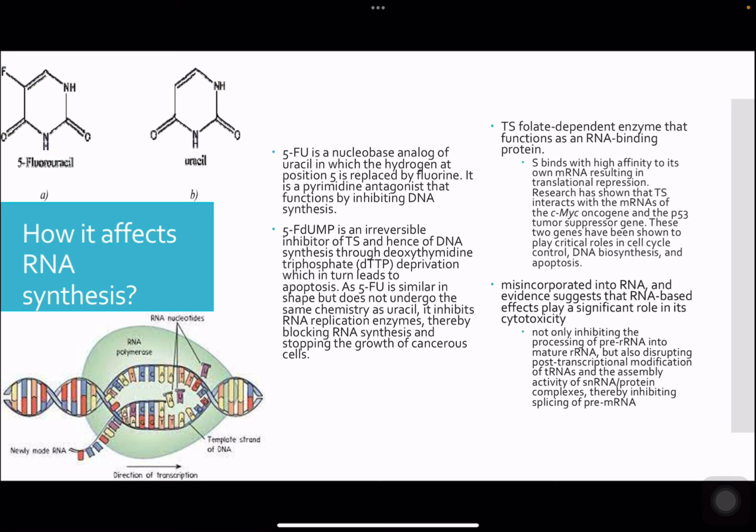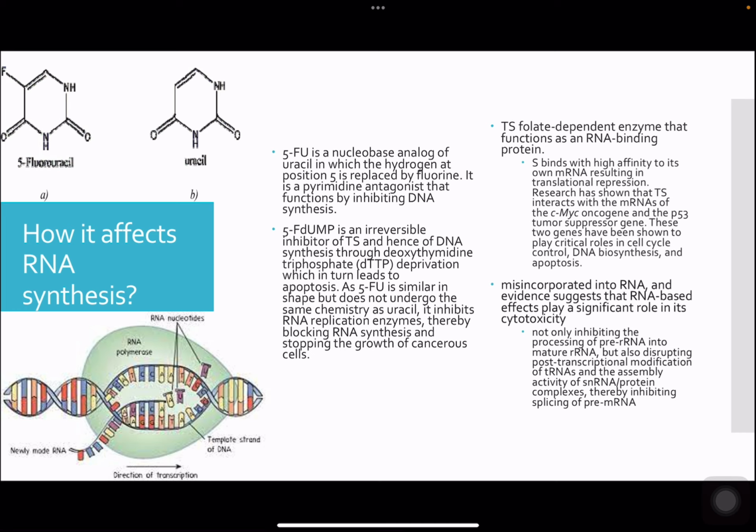As 5-FU is similar in shape but does not undergo the same chemistry as uracil, it inhibits RNA replication enzymes, which therefore blocks RNA synthesis and stops the growth of cancerous cells. TS is a folate-dependent enzyme that also functions as an RNA binding protein. TS binds with high affinity to its own mRNA, resulting in translation repression.